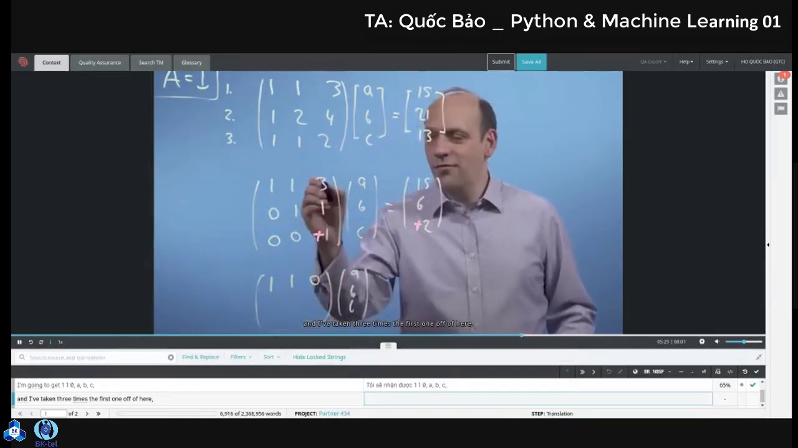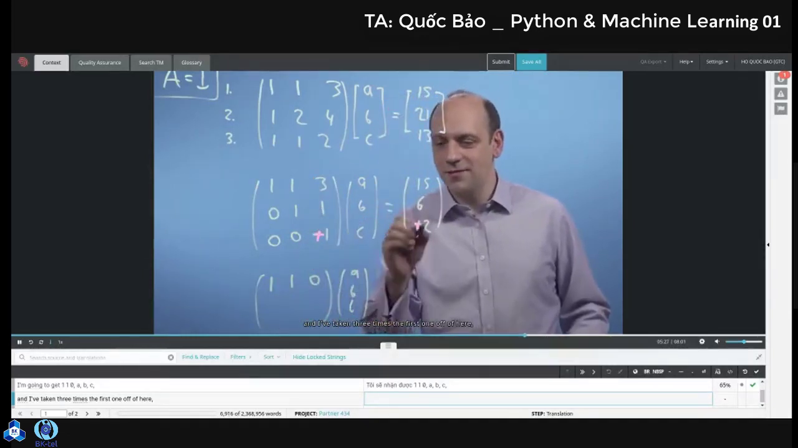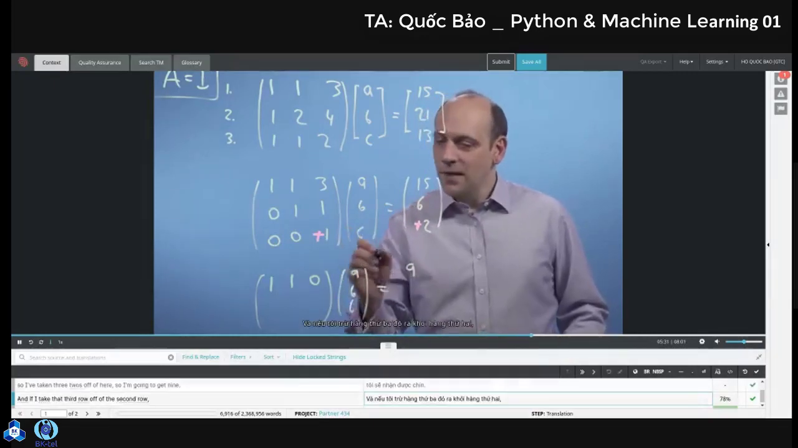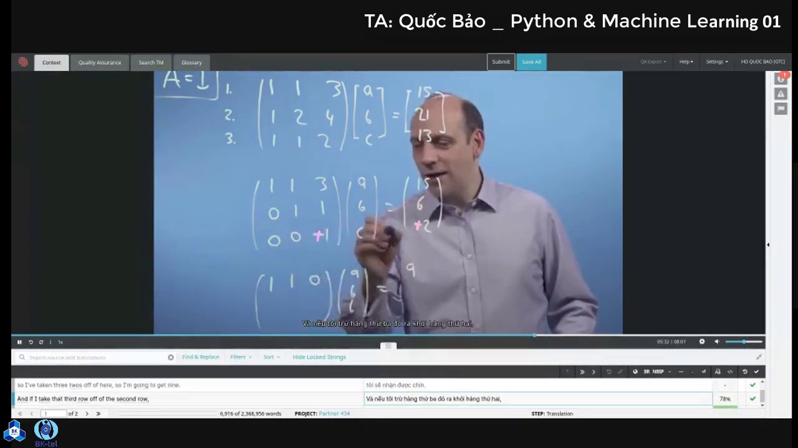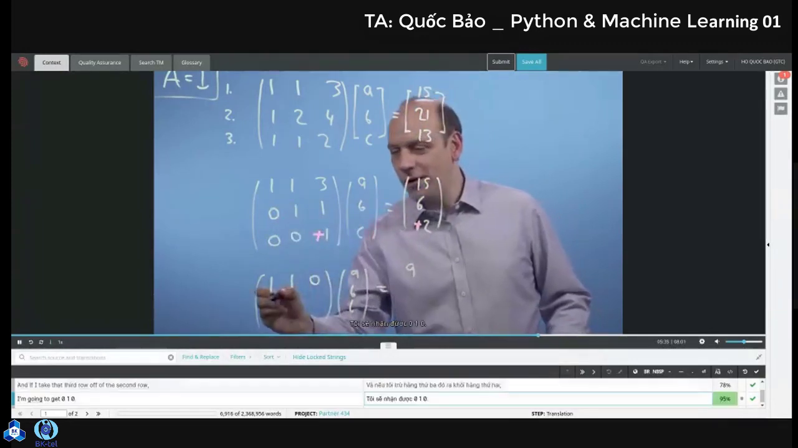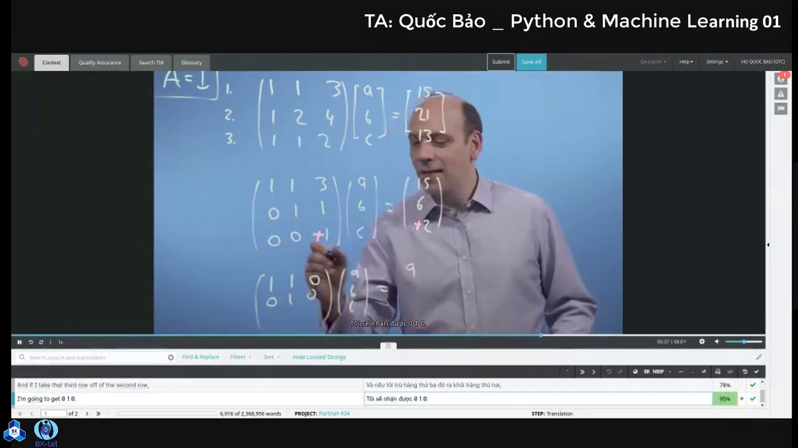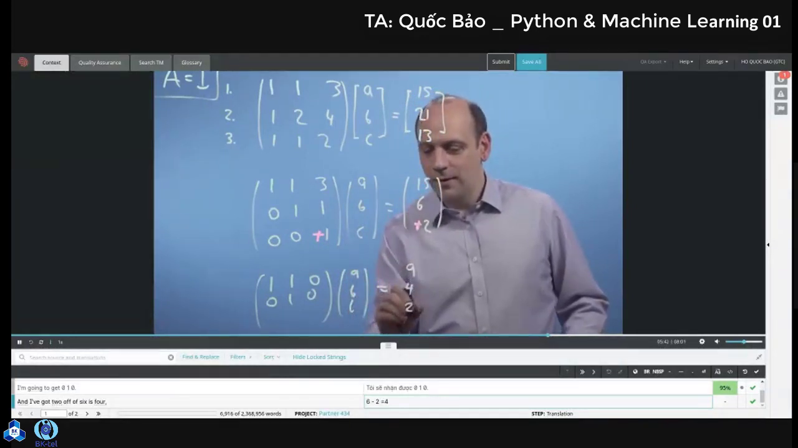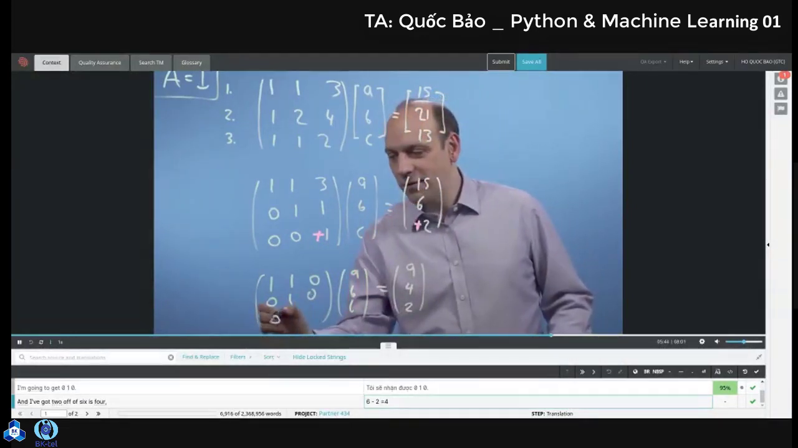And I've taken 3 times the first row off of here, so I've taken 3 2s off of here, so I'm going to get 9. If I take that third row off of the second row, I'm going to get 0, 1, 0. And I've got 2 off of 6 is 4.